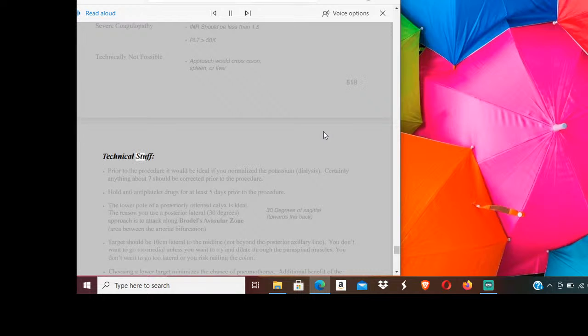Technical stuff. Prior to the procedure, it would be ideal if you normalize the potassium, dialysis. Certainly anything above 7 should be corrected prior to the procedure. Hold antiplatelet drugs for at least 5 days prior to the procedure. The lower pole of a posteriorly oriented calyx is ideal.